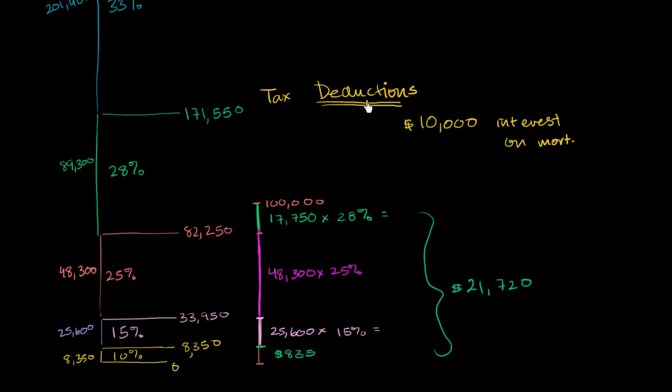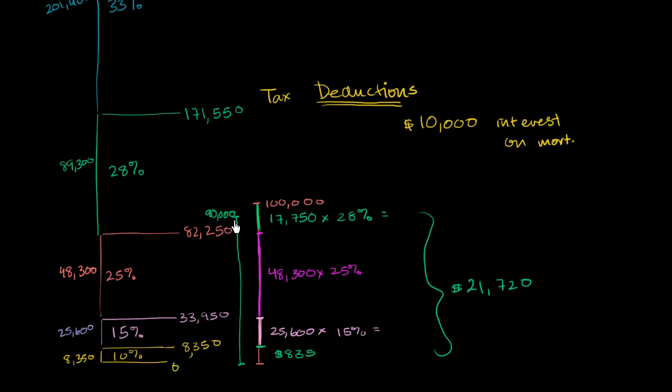The deduction happens from your stated income. So if this person right here had a $10,000 tax deduction, instead of saying that they made $100,000 that year, they would say that they made $90,000. So once again, the deduction does not come directly from the taxes. That would be a tax credit. The deduction comes from the reported income.